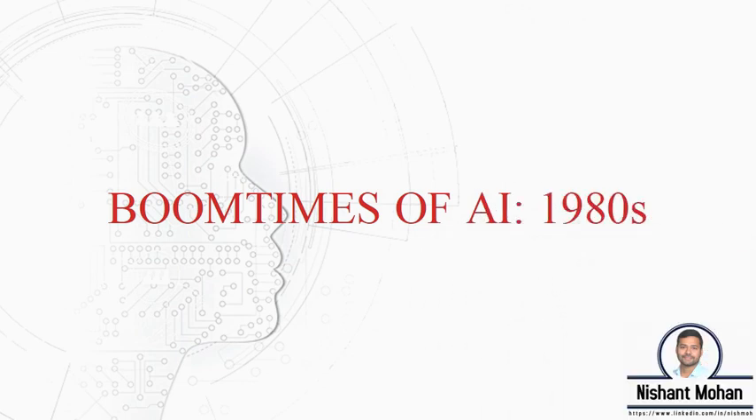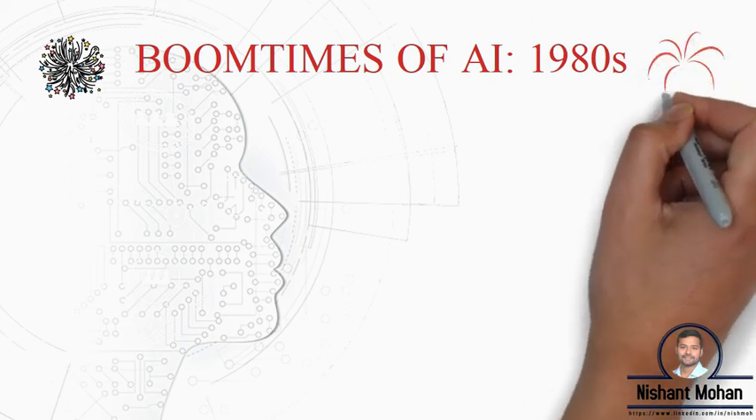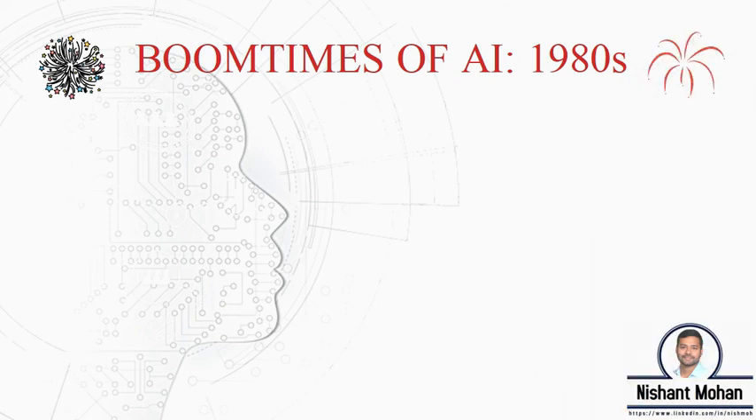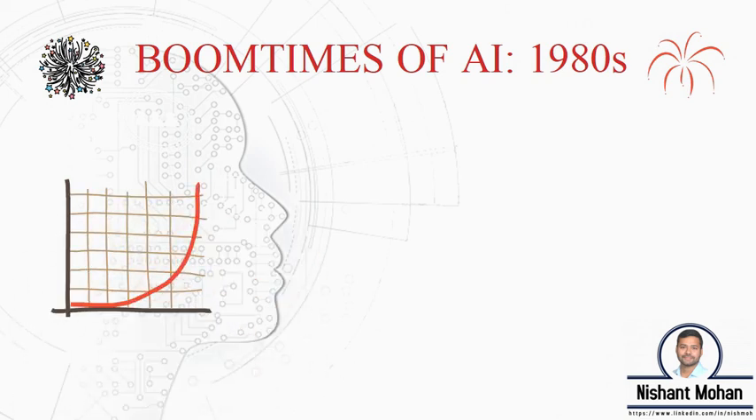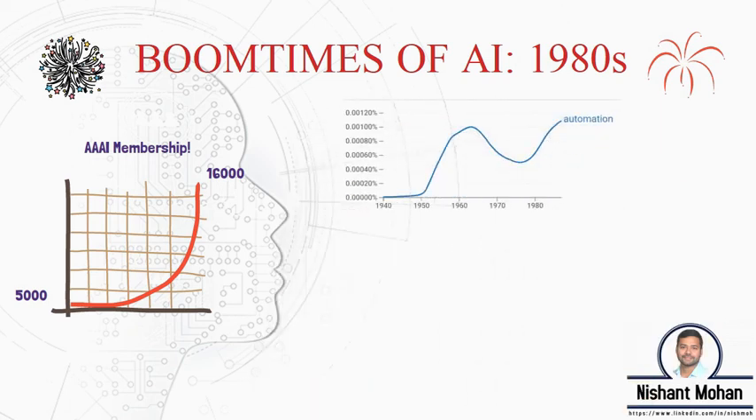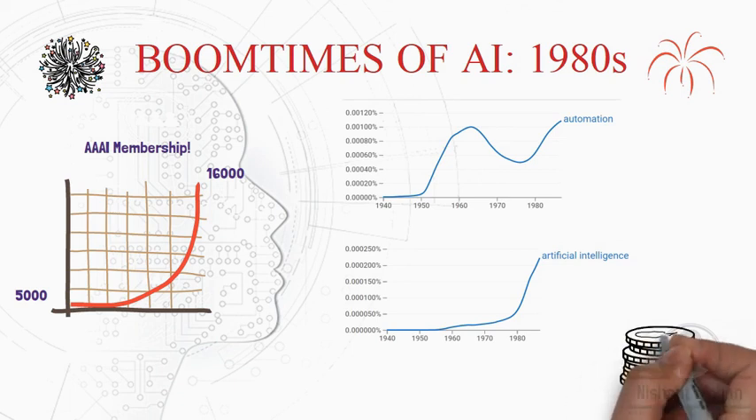The early 80s were truly the boom times in artificial intelligence. There was growth in academic research, public and private funding, industrial applications, and also the general perception. The membership of the American Association of Artificial Intelligence rocketed from 5,000 in 1980 to over 16,000 in 1987. As before, if we look at Google Ngrams, the word automation was back in popularity, and artificial intelligence was going off charts. AI was now estimated to be an industry at over $1 billion.